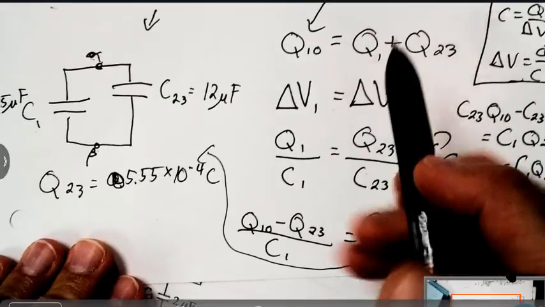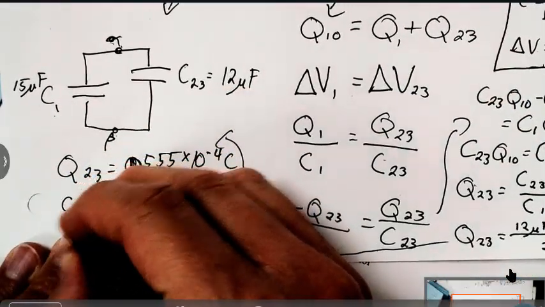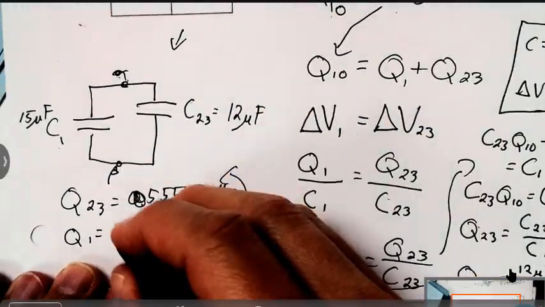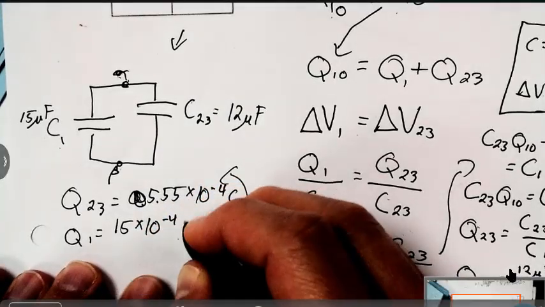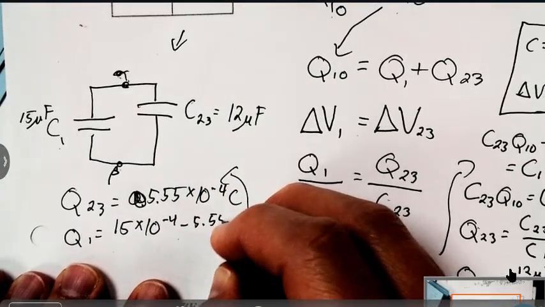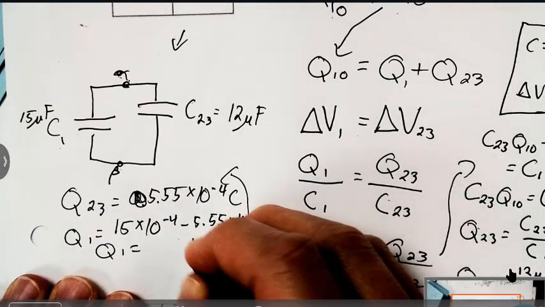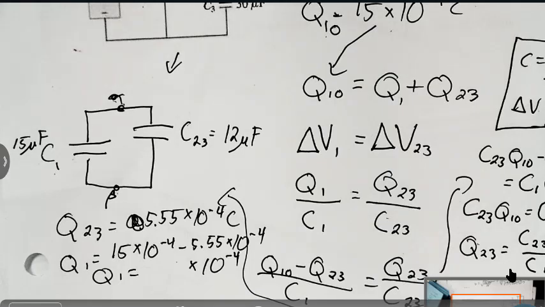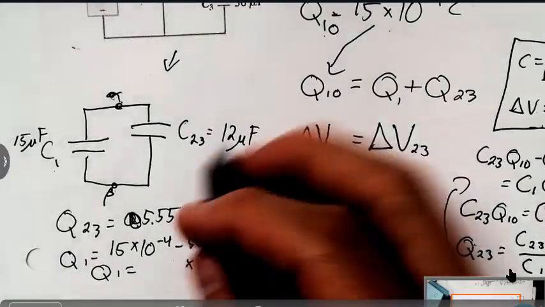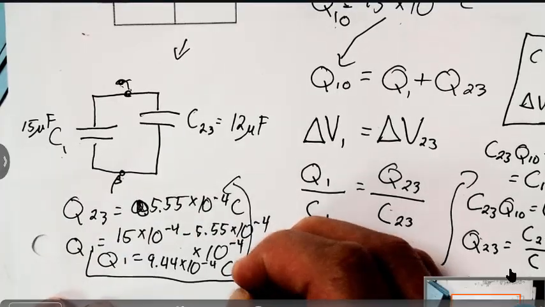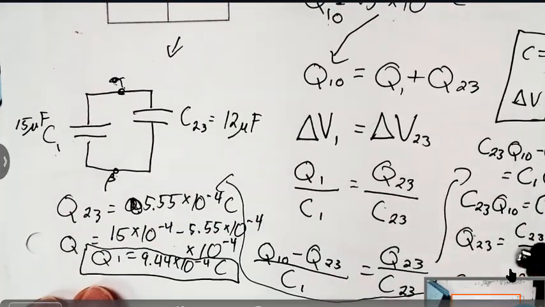And that gives me Q1, because Q1 is Q10 minus Q23. So Q1 is Q10, which is 15 times 10 to the negative fourth, minus 5.5 times 10 to the minus fourth. And so that gives me Q1 is equal to something times 10 to the minus fourth. It should be a 9 or something. 9.44 times 10 to the minus fourth coulombs. So that gives me Q1. I finally got one of my answers. That was just one of the 6 things I asked you to find.